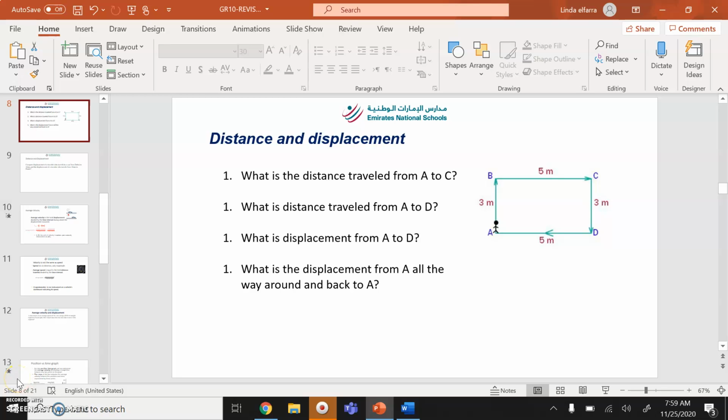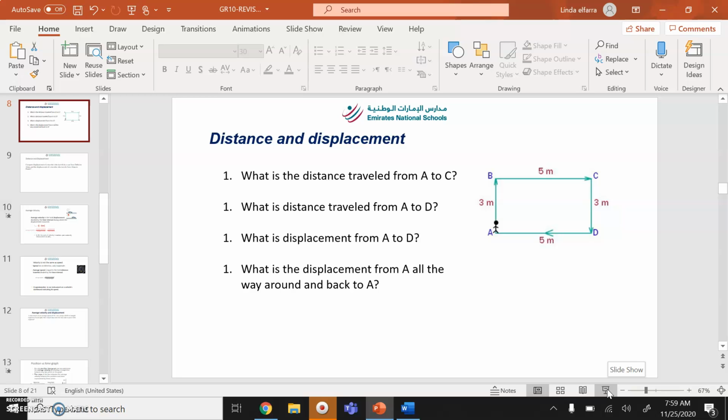We'll continue, inshallah, with our revision for Unit 1, Forces and Motion. The second topic we studied in this unit is the difference between distance and displacement. What is the difference? As you know, distance is a scalar quantity and it measures the total path, while displacement is a vector quantity. Always when we talk about displacement, it is from where we start to where it ends.